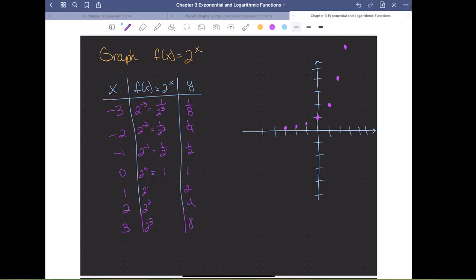And then we know that our functions are continuous. So we're just going to try and draw a nice little smooth, continuous line or graph going that way. And then this one's going to get really close to that 0 axis, but it's not going to go below it, right? So we know that the x-axis is probably an asymptote, right?